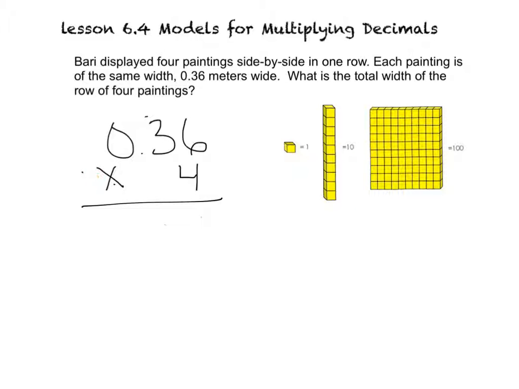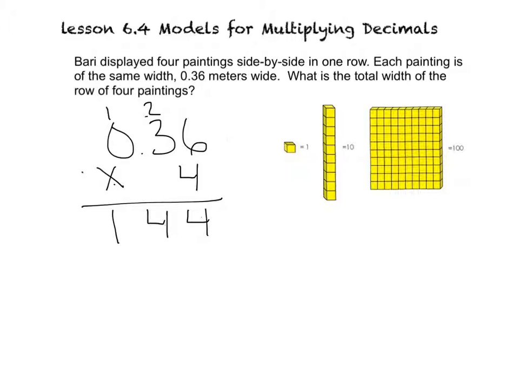I have 4 times 6, and that equals 24. I carry my 2. 4 times 3 is 12. Don't forget about that 2. Plus 2 is 14. Carry my 1. 4 times 0 is 0, plus 1 is 1. Am I done? If you said no, pat yourself on the back of the head, because I have to move my decimal point. Do I have a decimal point down here?